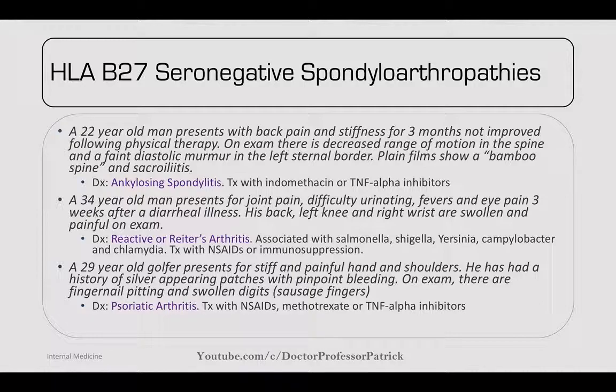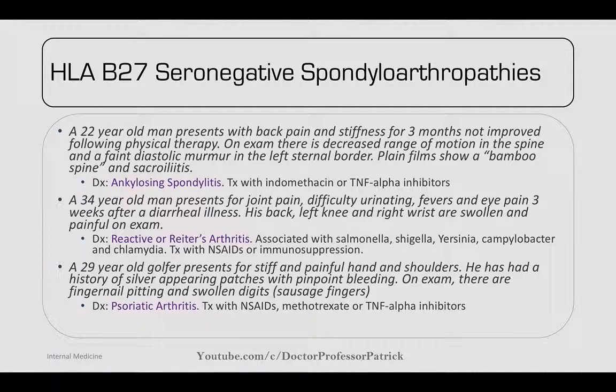On exam, there's decreased range of motion in the spine and a faint diastolic murmur in the left sternal border, or aortic regurg. Plain films show a bamboo spine and sacroiliitis. This would be ankylosing spondylitis. You can treat this with indomethacin or TNF-alpha inhibitors.